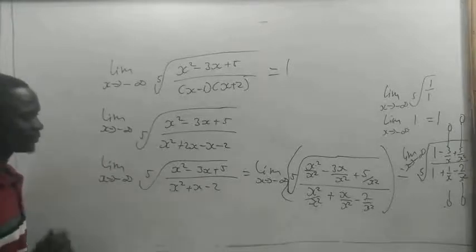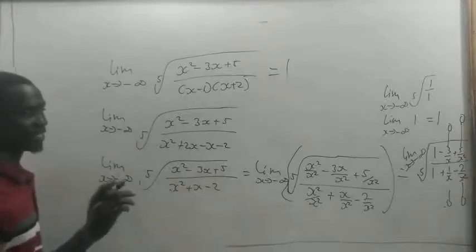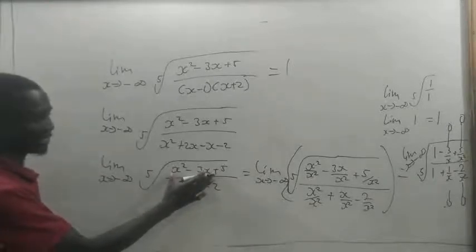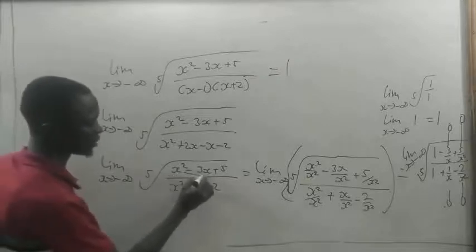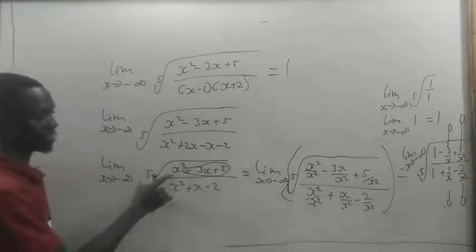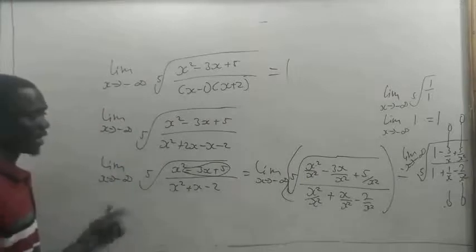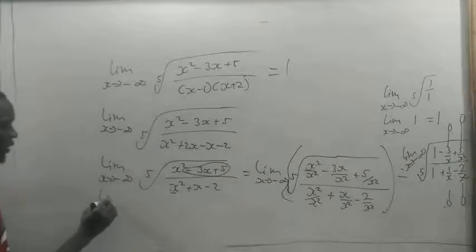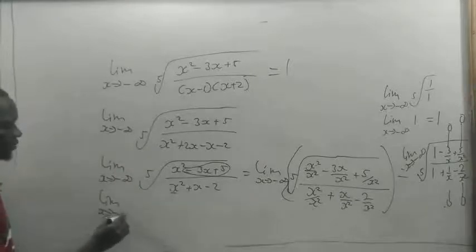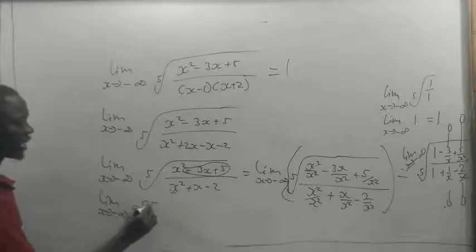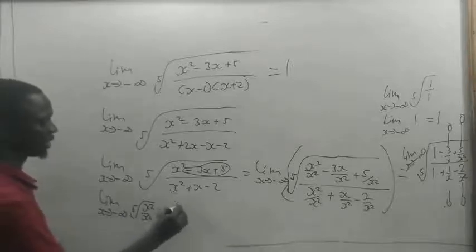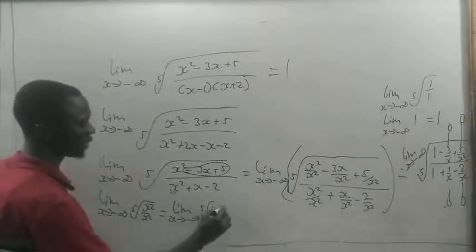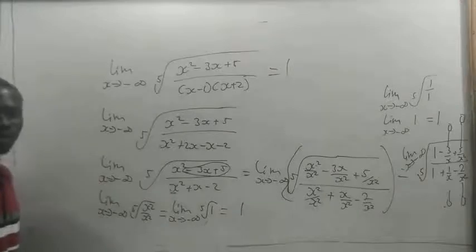Or when you reach here, you can just do it very simply without going through this. This is a polynomial function inside the radical, so you can forget about the whole of this, because x squared is the one that will be considered. So you just take the limit as x approaches negative infinity, fifth root of x squared divided by x squared. And this will be the limit as x approaches negative infinity, fifth root of 1, and that will be 1, as we have done. Very simple as that.